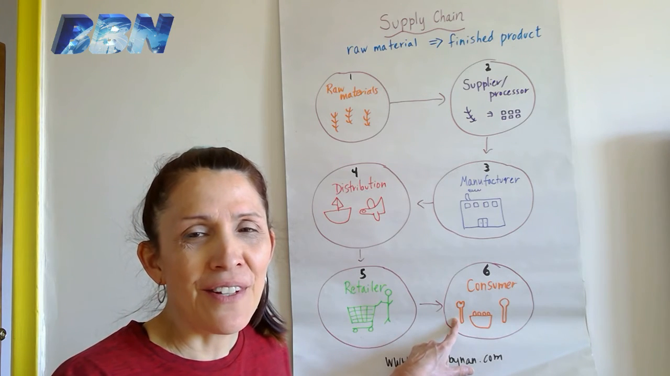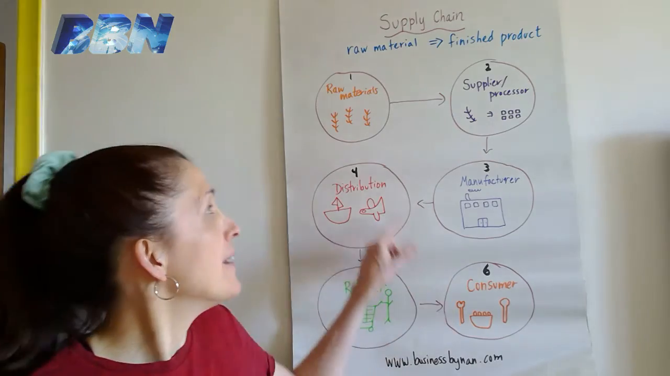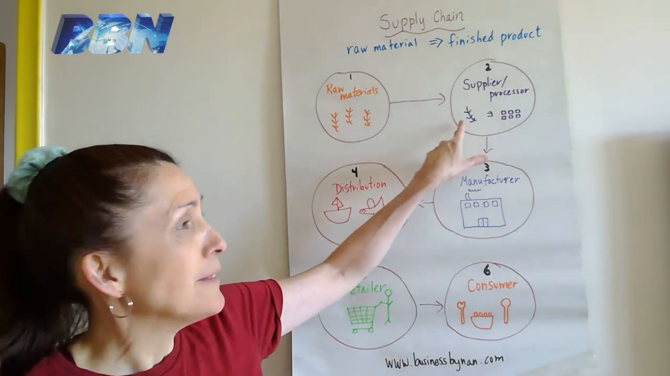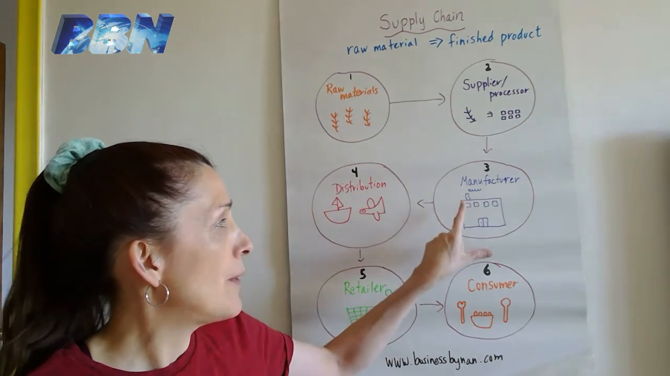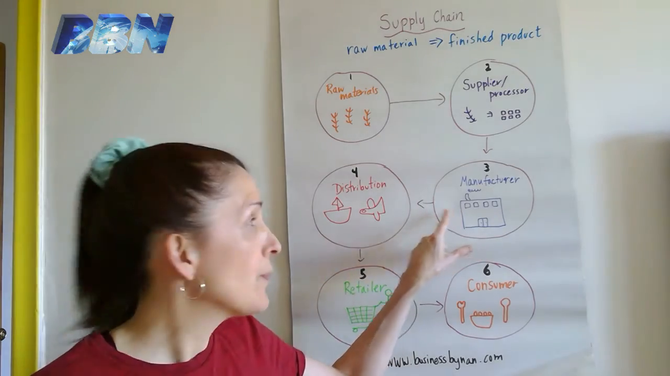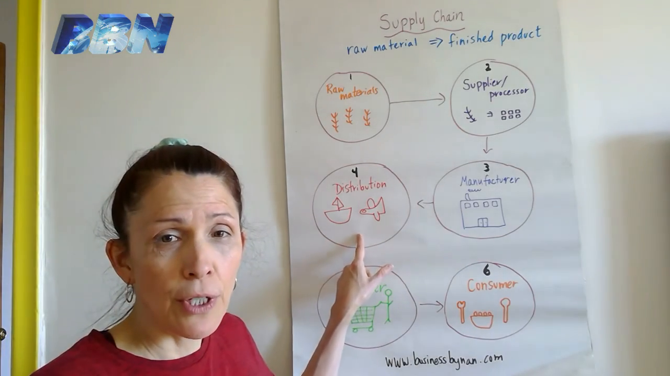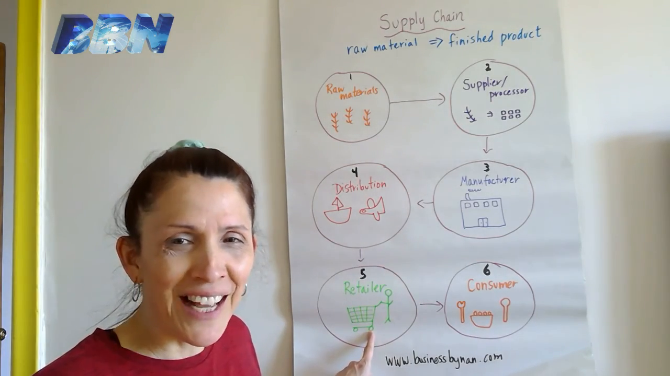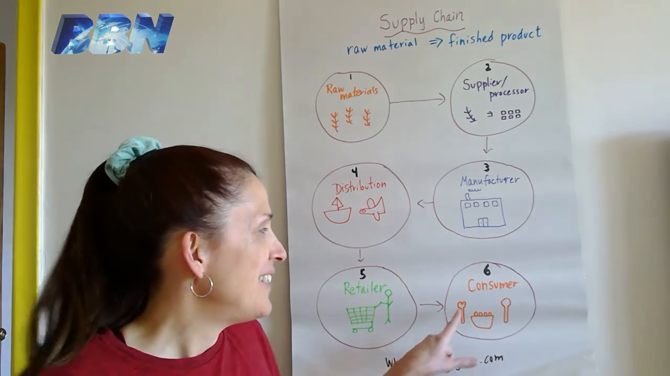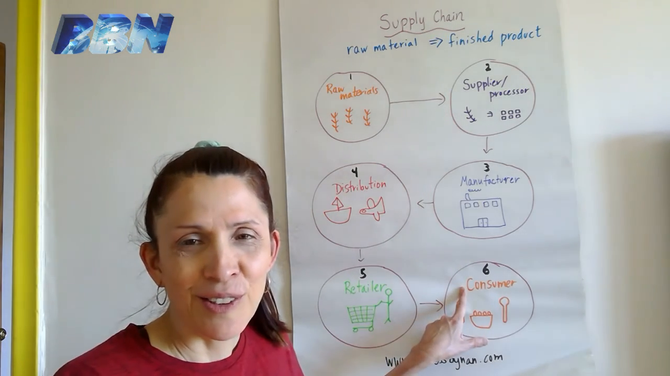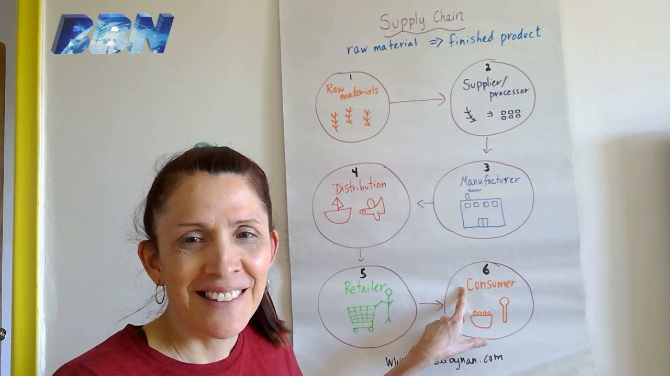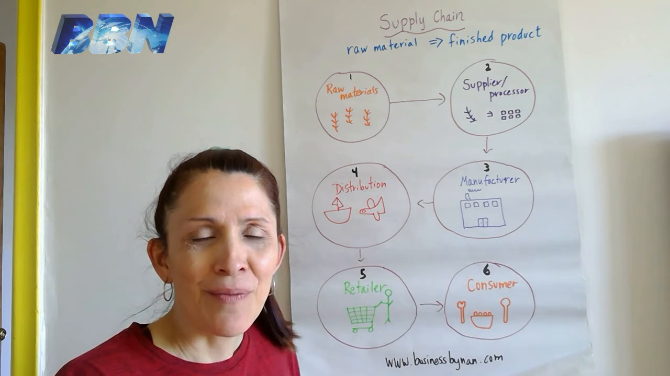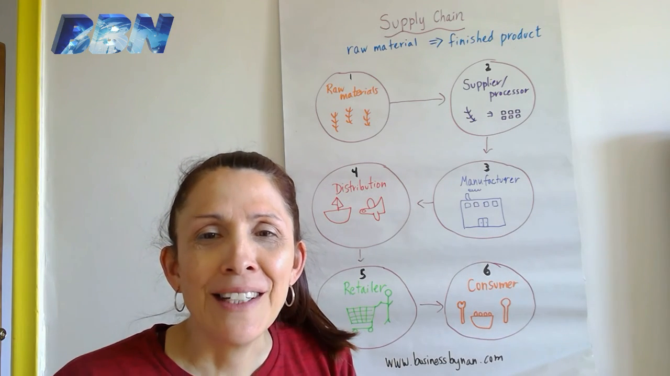So these are the 6 steps to the supply chain: raw materials, supplier, processor, number 3, manufacturer, number 4, distribution, number 5, the retailer or store, and finally the customer or the client. That's today's lesson on the supply chain.